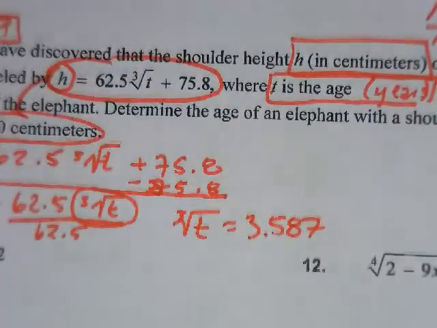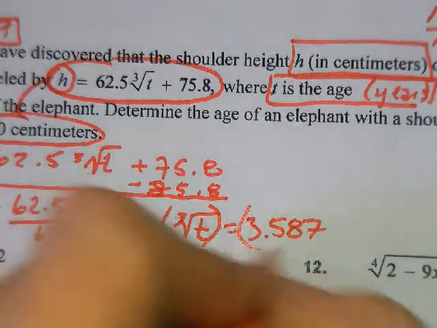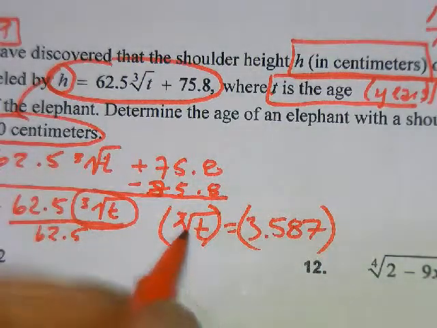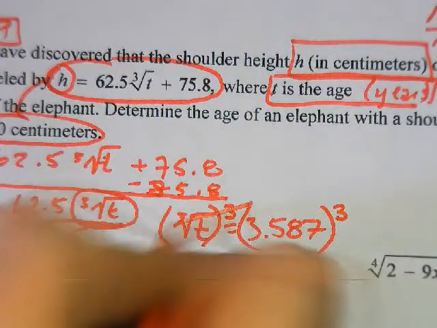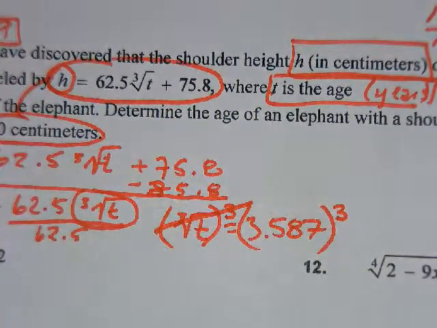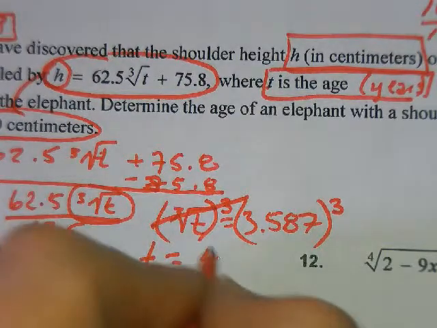And again, just like number 5, you need to undo what has been done here. So you're going to undo a cube root by cubing everything. And that will cancel out this radical. And then you're just left with t equals 46.160.